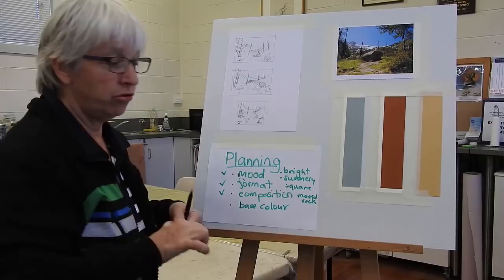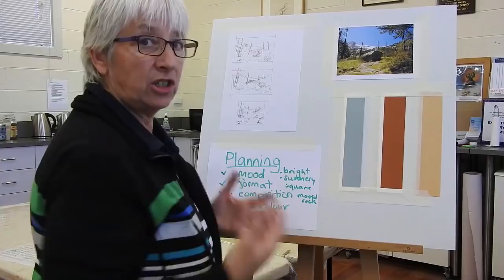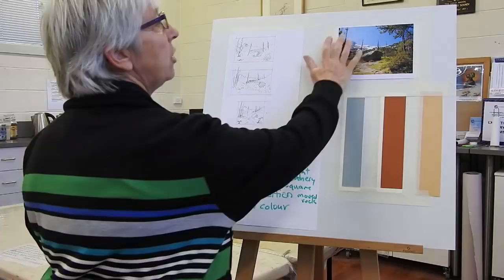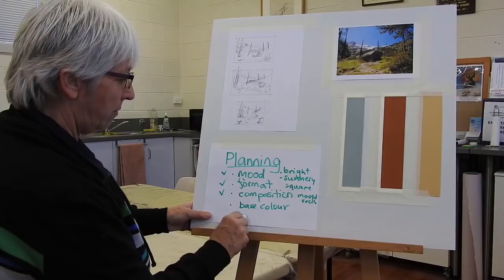So I've put three strips of paper down here that are just scraps that I keep when I cut down paper to size, and then I can use them for planning. So I'm looking at the palette up there, and that will be the last thing I'm going to choose, my palette.